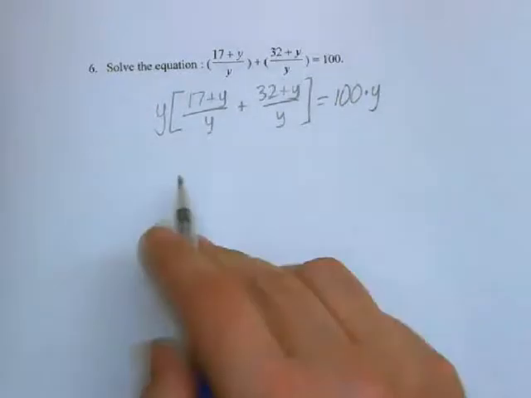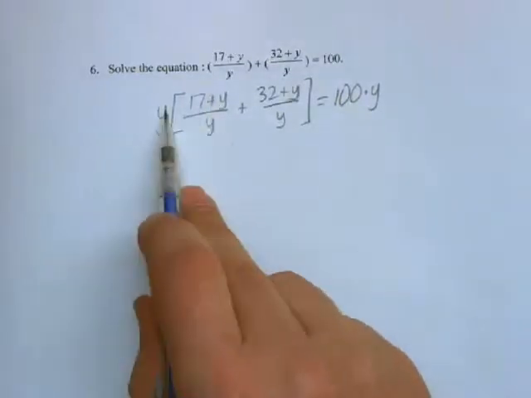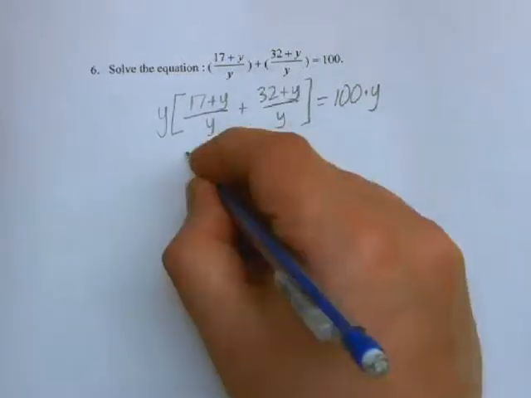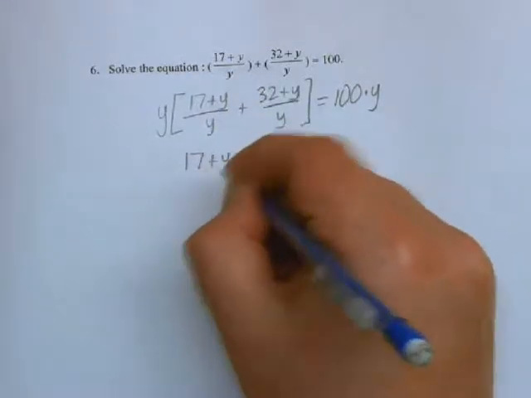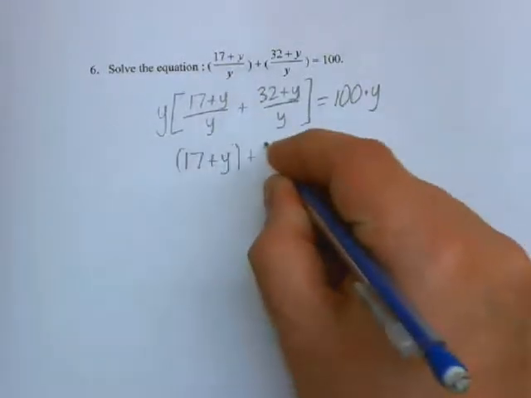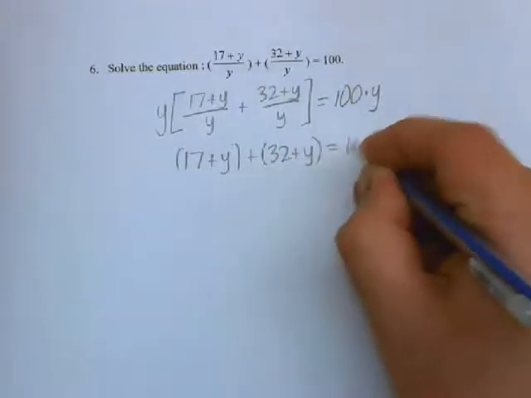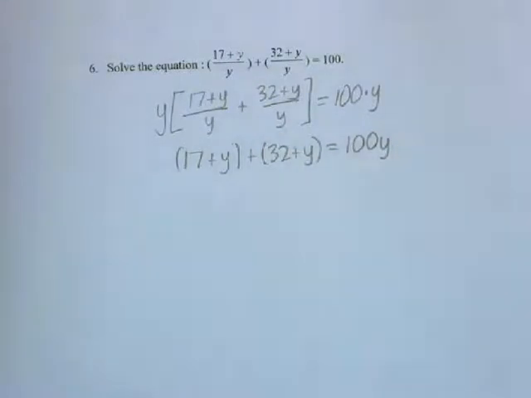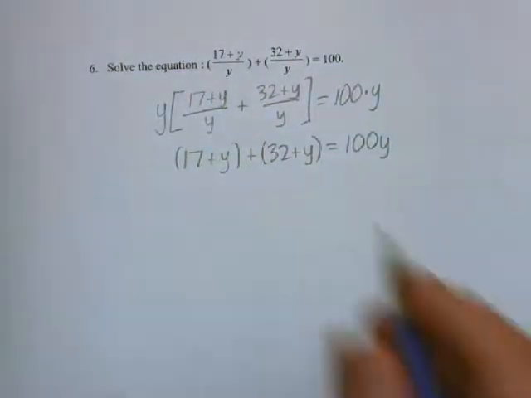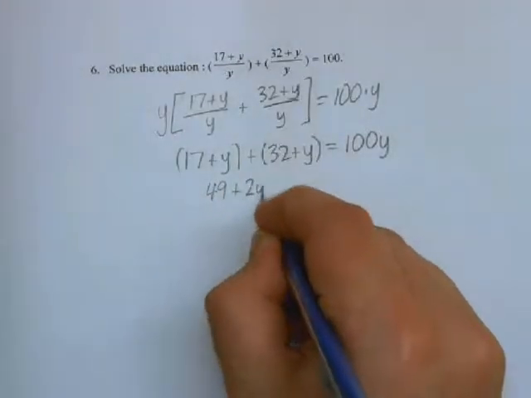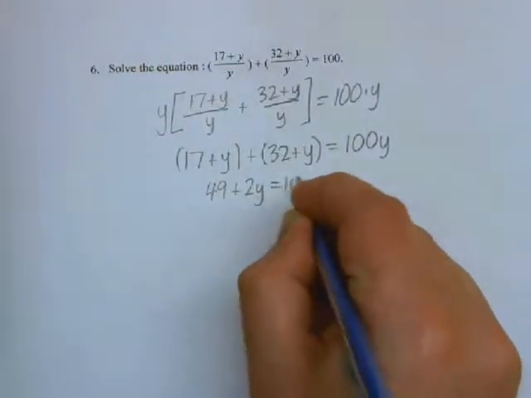So on the left side, when we distribute the y, it cancels out with the y in the bottom part of the fraction. So we get 17 plus y plus 32 plus y equals 100y. Combining like terms on the left side, we get 49 plus 2y equals 100y.